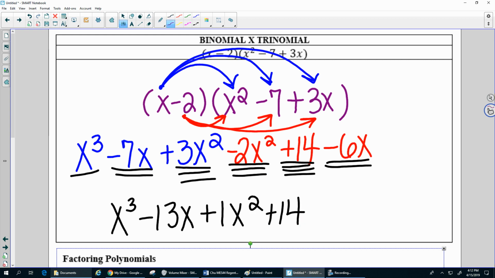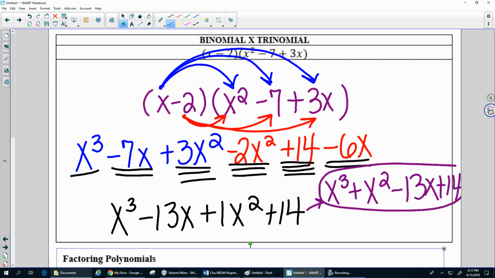One final thing I have to do is make sure that my answer is always in standard form. This is not in standard form. To put it in standard form, put your exponents from greatest to least. My greatest exponent is x cubed, followed by x squared, followed by x, followed by your constant. Okay, so this is your final answer.